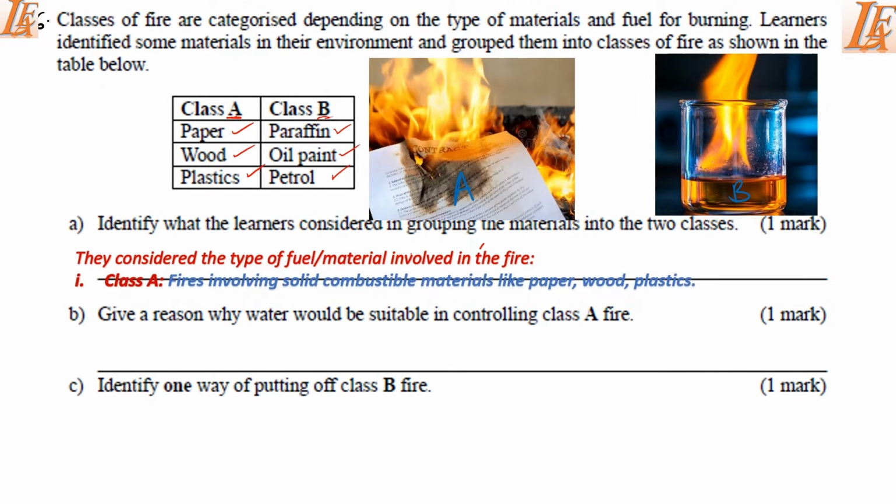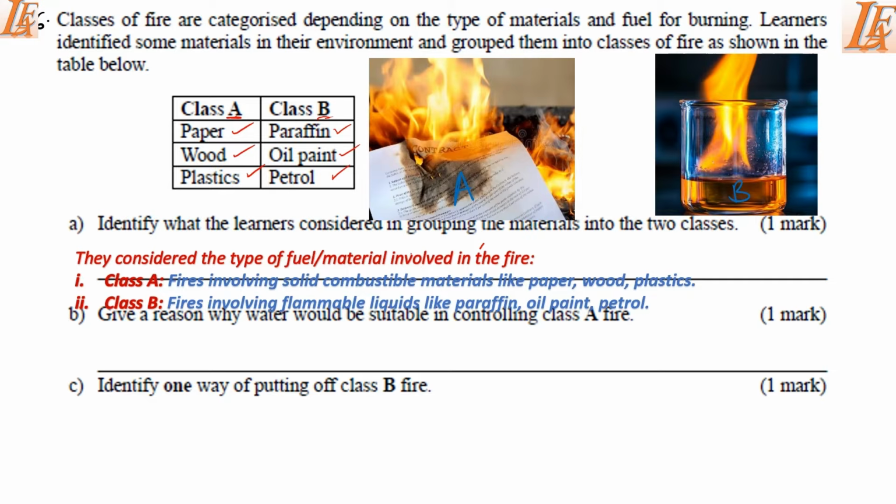Now, class A is fire involving solid combustible materials like paper, wood, and plastic. That one they categorized in class A. And then class B is fire involving flammable liquids like paraffin, oil paint, and petrol. So they considered the type of fuel or materials being involved in the fire.